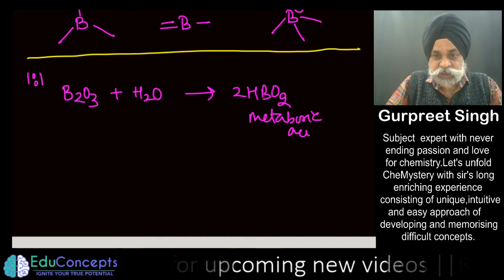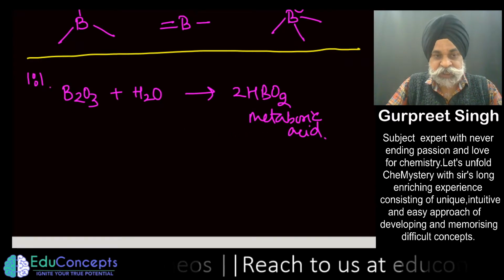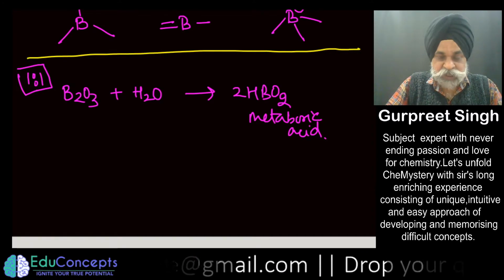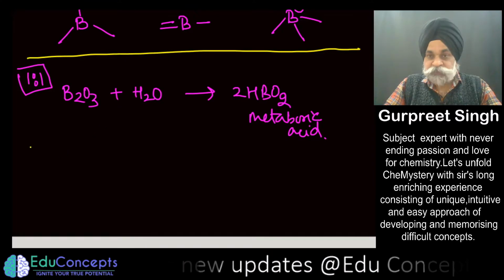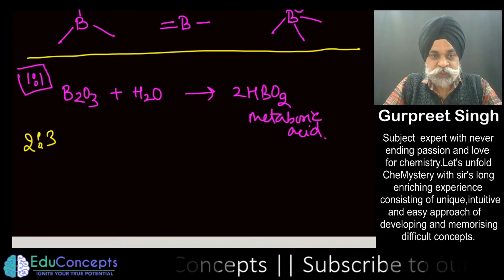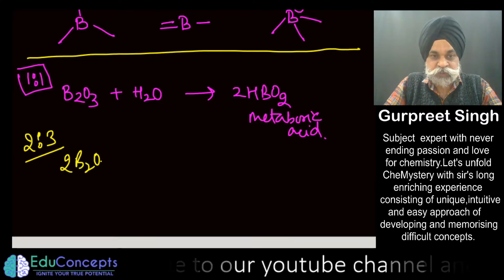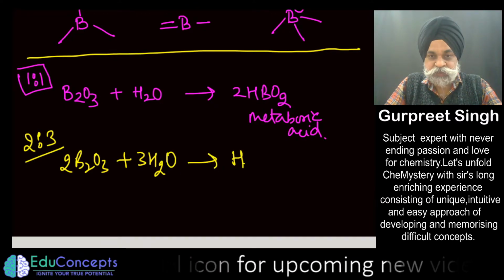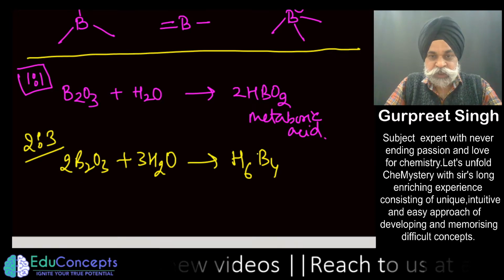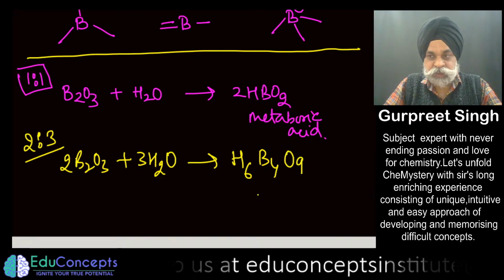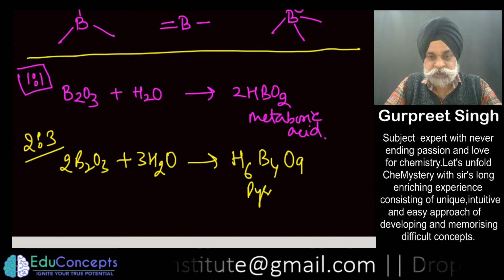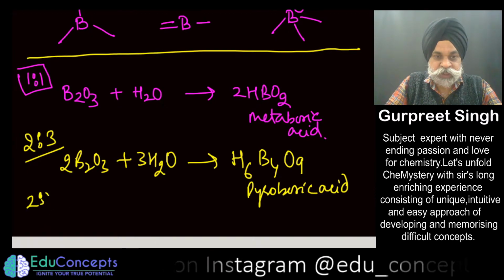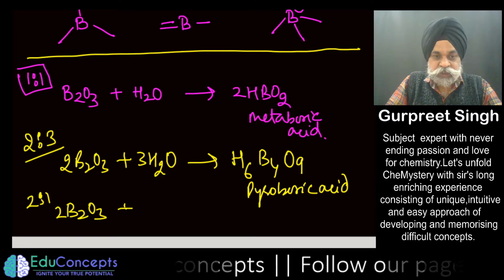Then I would let you know the conceptual aspect. I always try to bring in some intuitive mechanism even for inorganic reactions, and as we proceed, I will let you know. So when it is taken in the 2 is to 3 ratio, what could be the viewpoint? B2O3 plus 3 moles of water. What you end up getting here is hydrogens being 6, borons 4, and oxygens 9. This particular compound is called pyroboric acid. And if you take it in the 2 is to 1 ratio, you end up getting B2O3 plus water.